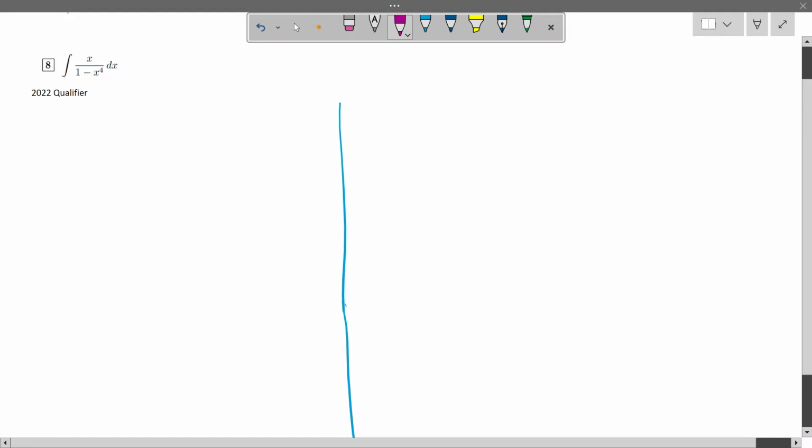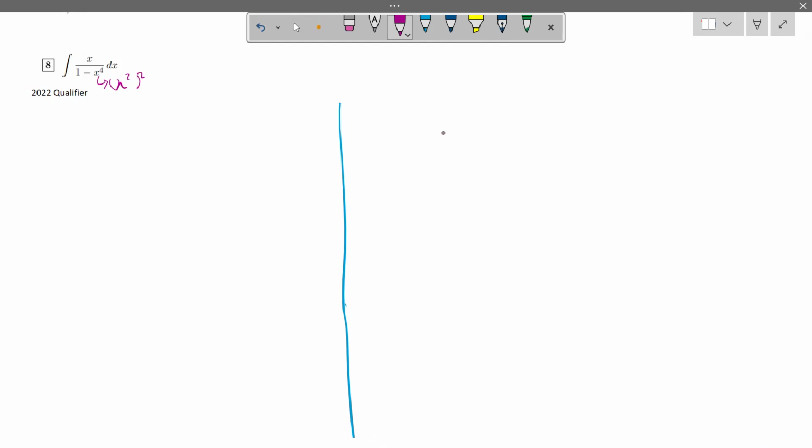So here we have x over 1 minus x to the power of 4. What my mind thinks here is x to the power of 4 is x squared squared. Why do I think this way? Well, if we have the function x squared and we differentiate with respect to x, we get 2x. But if we have x to the power 4 and we differentiate this with respect to x, it is 4x cubed. In the integrand, we don't have x cubed, but we have x.